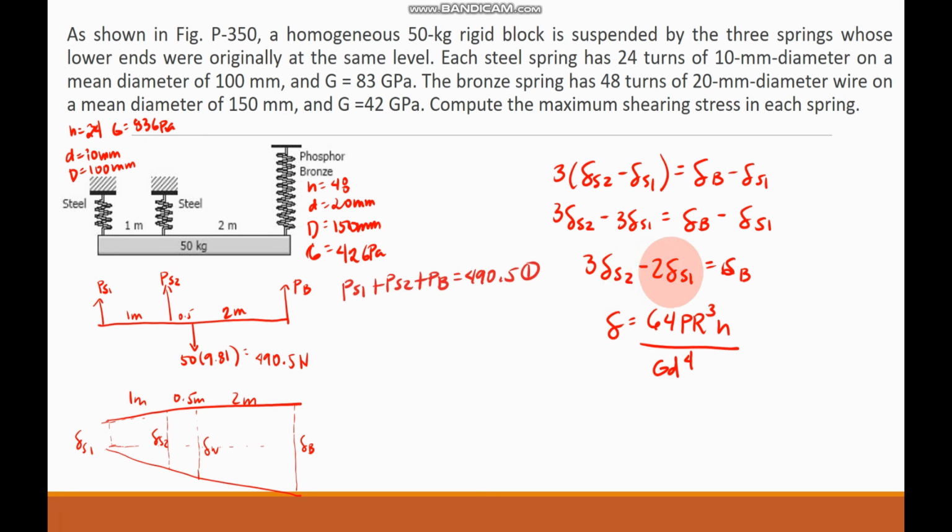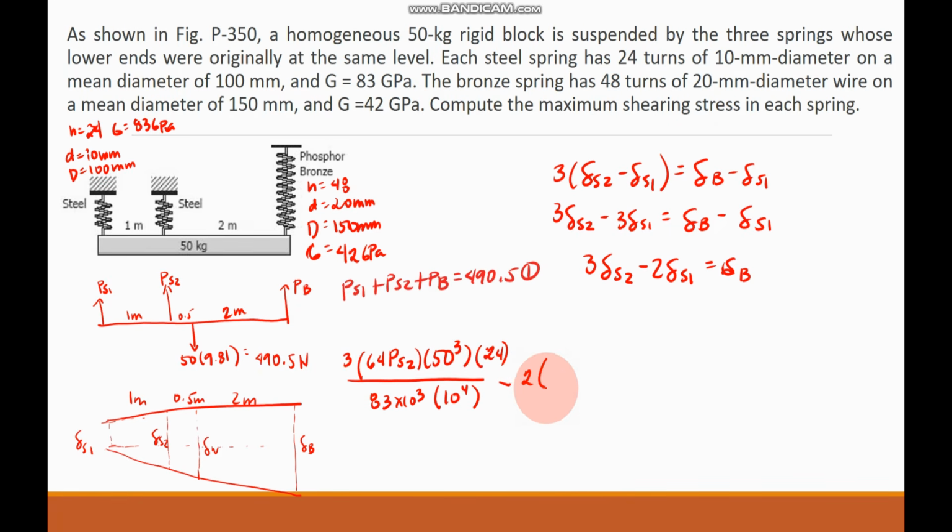So substitute natin on this part. So lagay ko dito. So magiging 3 times 64 of PS2 multiplied by R. Yung R natin is 50. So multiplied by 50 raised to 3. The number of turns is 24. All over GD raised to 4. So G is 83 times 10 raised to 3. The diameter is 10 raised to 4.